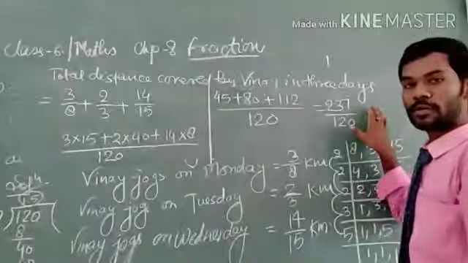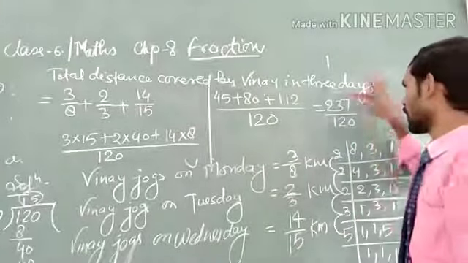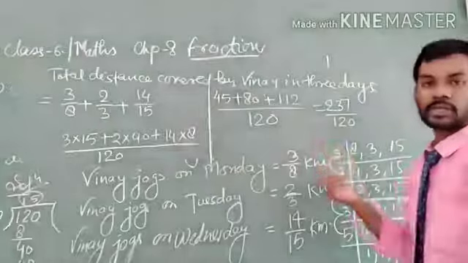If you want to change it into a mixed fraction, then you can do this. Just divide 237 by 120, then you will get your result.